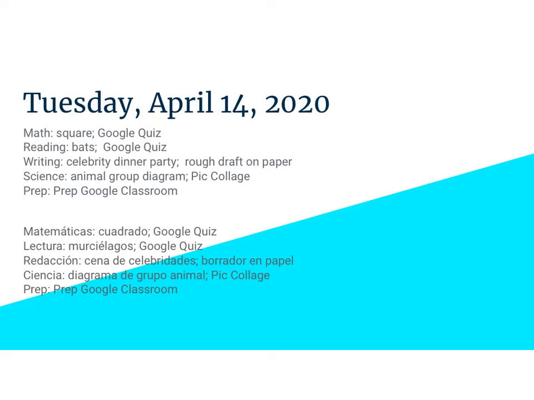In writing, we're going to be working on that final part of our celebrity dinner party. This is going to require you to have paper and pencil. In science, you're going to be making an animal group diagram using Pic Collage. And for prep, don't forget that the prep teachers have created a Google Classroom that you can check out for optional assignments.